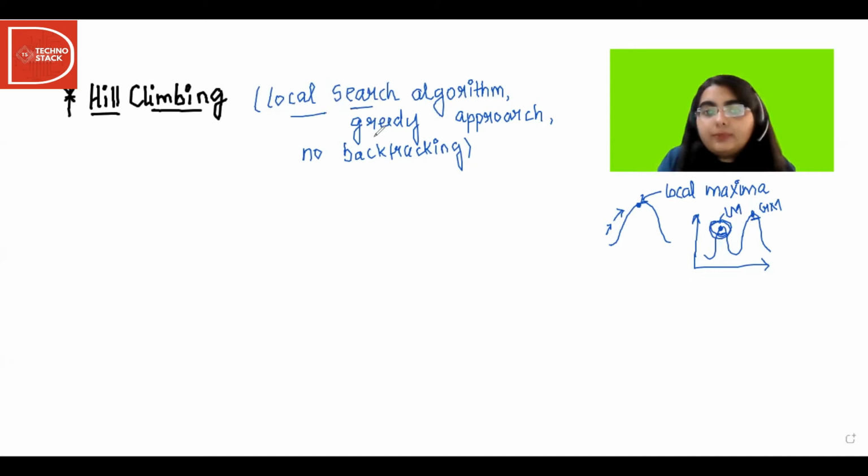Then why greedy approach? Because we don't want the optimum solution, we want the first accurate solution that we get. That's why we use a greedy approach. And we don't go backwards or steeply in the other direction. After coming up, we don't go down, and that's why there is no backtracking. So these three terms should be clear to you.